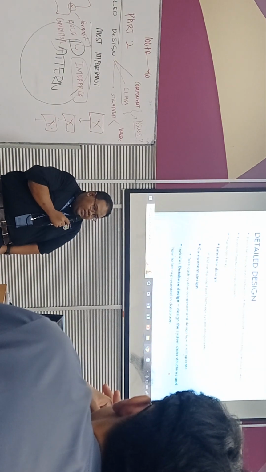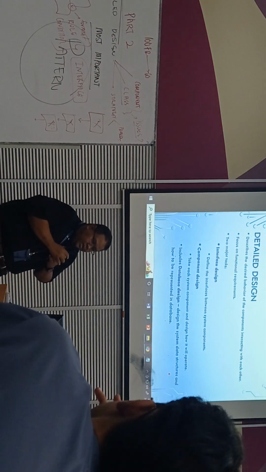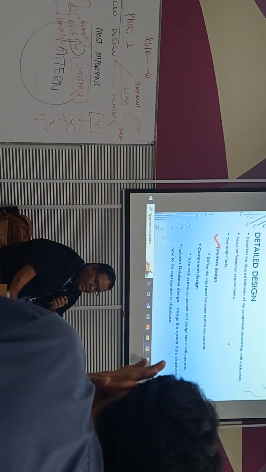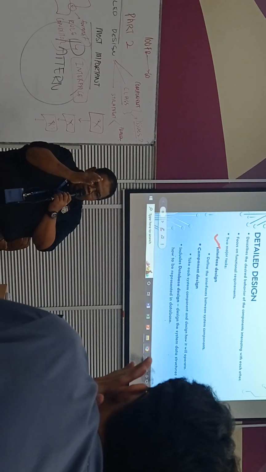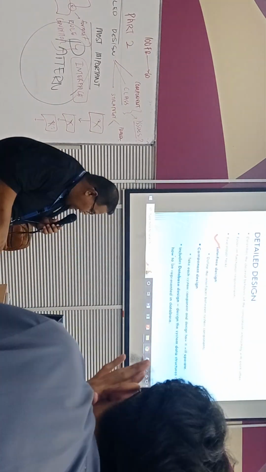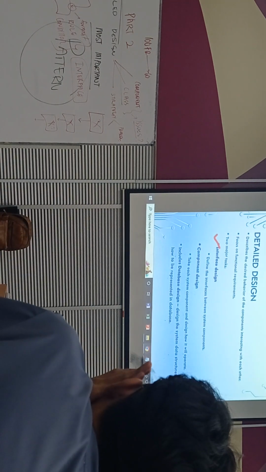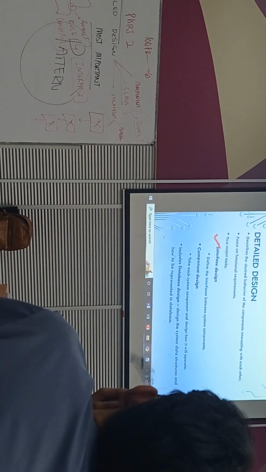There are two major tasks that you need to do in detailed design. One is to describe the interface design. When you identify components and you want them to communicate with each other, you need to identify the rule, the condition, and the format for the communication to happen.